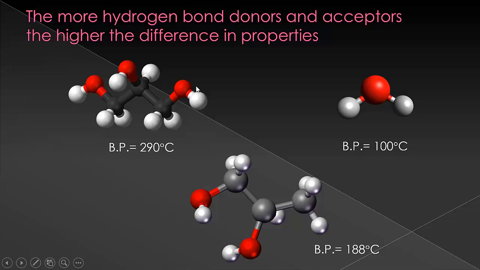Now, moving up to here, we see another giant jump. Once again, we have added some electrons, so we have a little bit more dispersion forces, but the main jump here comes from the fact that here we had 2 OH groups, here we have 3 OH groups. And so this is very, very viscous and has a very, very high boiling point, all because of how many hydrogen bond donors and acceptors we have.